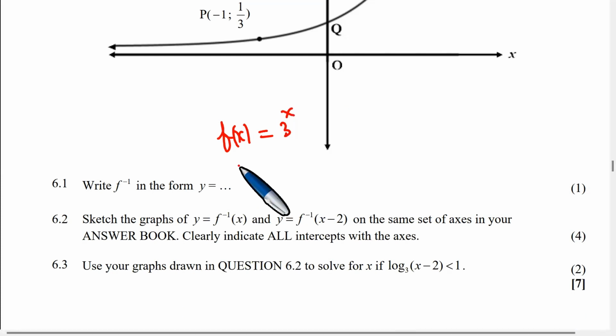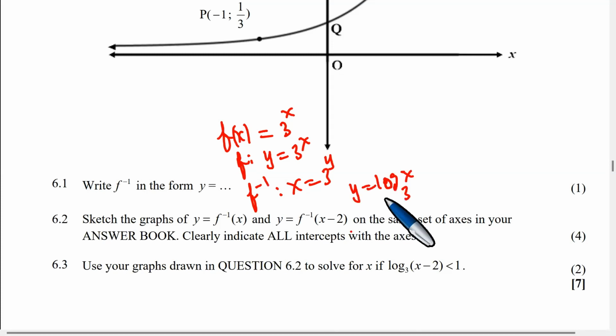Right, so what you say is that the graph of f is y equals 3 to the power x. Then the graph of the inverse is x equals 3 to the power y, which means that y is the log of x base 3. That's the answer. Next question.